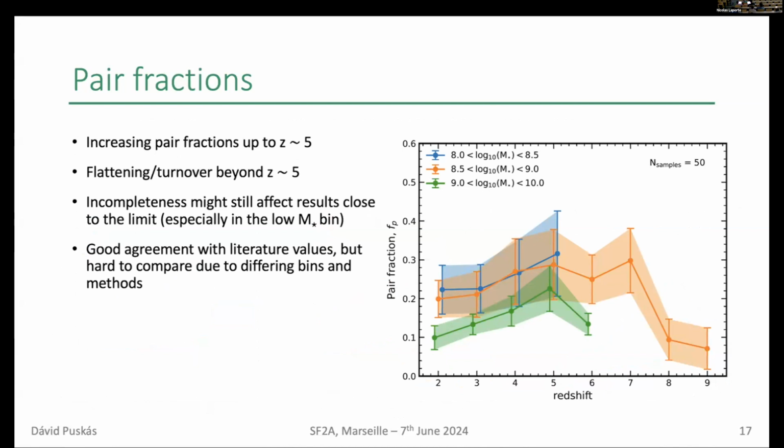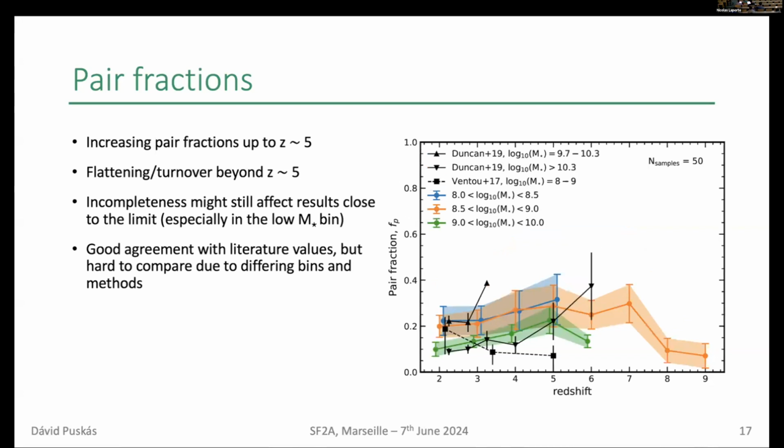And we can definitely say that up to redshift 5, there is an increase in the pair fractions, a slight increase, but in all stellar mass bins. After redshift 5, there might be a flattening or potentially an overturn, but we are still not very confident about the high redshift bins. These might be affected by incompleteness and some other effects.